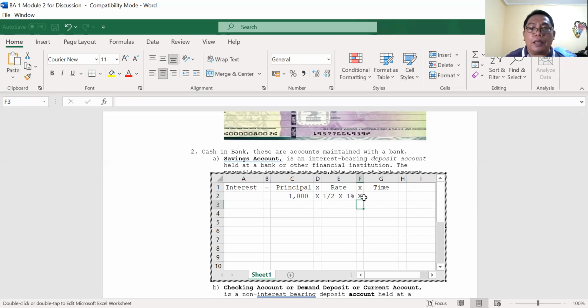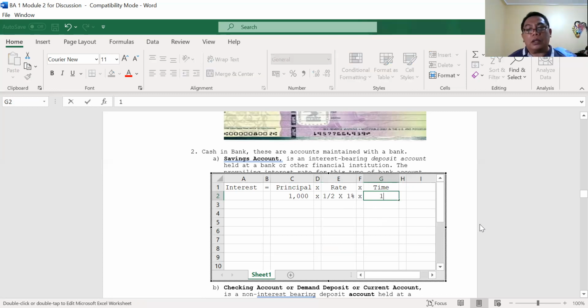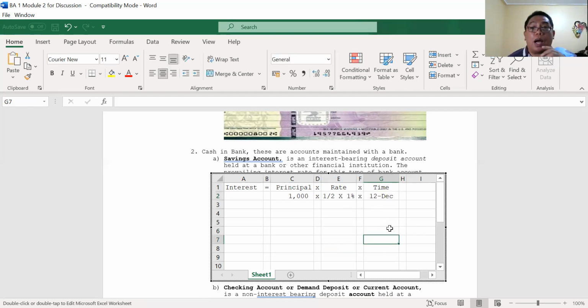The time should be a small letter, class. For example, if the time is 12 months, so just simply 12 over 12, di ba? 12 over 12, or just simply times 1.